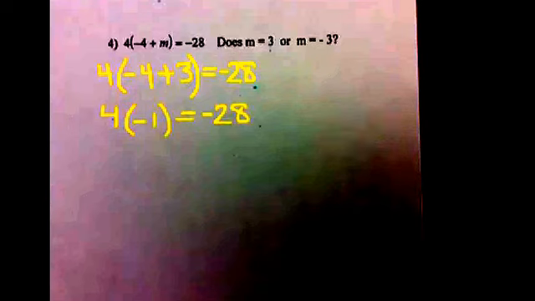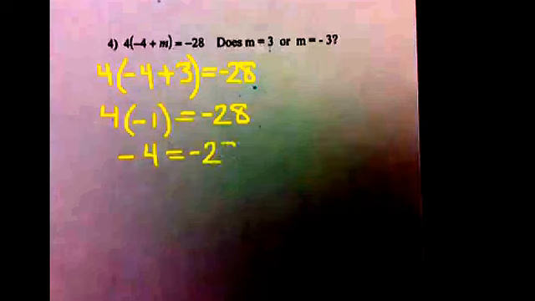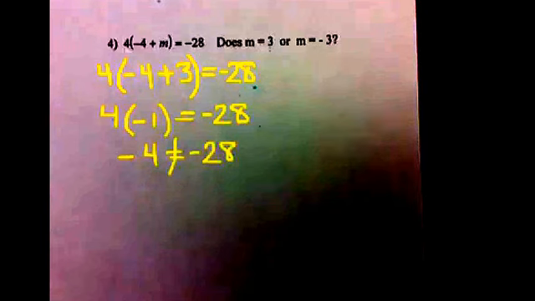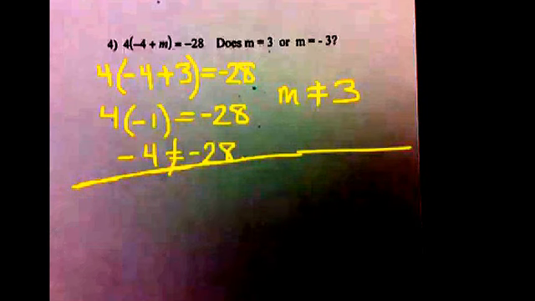Now 4 parentheses negative 1 means to multiply, so parentheses, no exponents, then multiplication. So 4 times negative 1 is negative 4, equals negative 28. And that is not a true statement. Negative 4 does not equal negative 28, so I know m is not equal to 3. But I still have to try out negative 3 and see if that works. So I'm going to do this again.